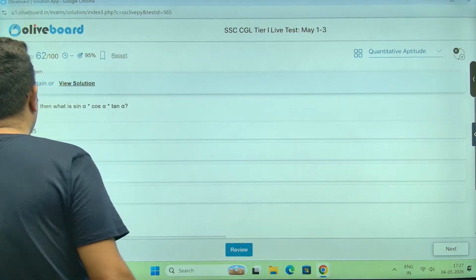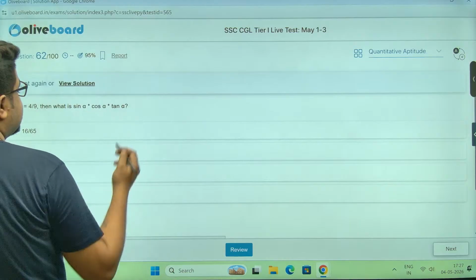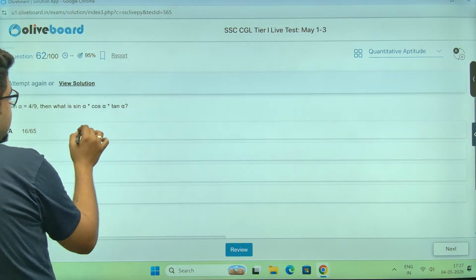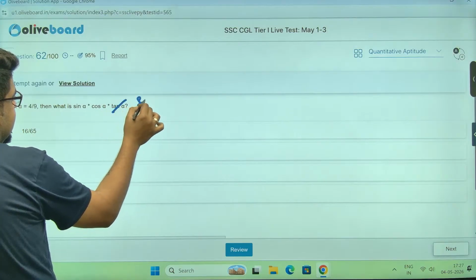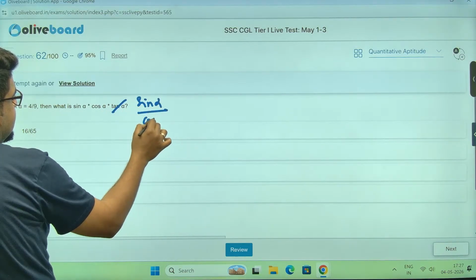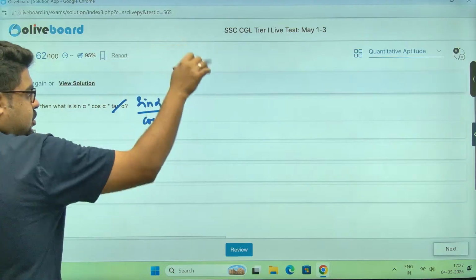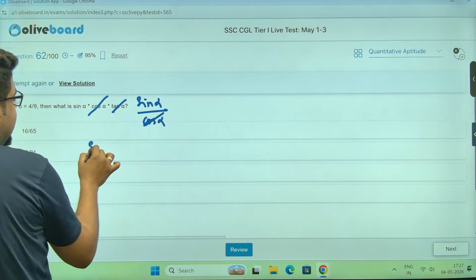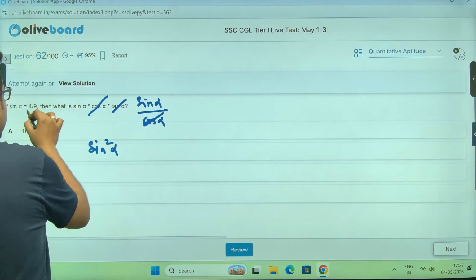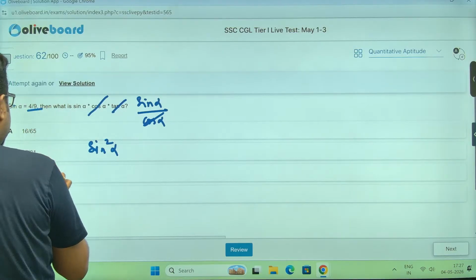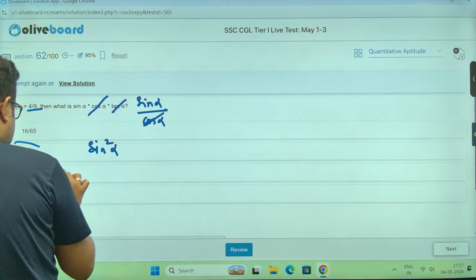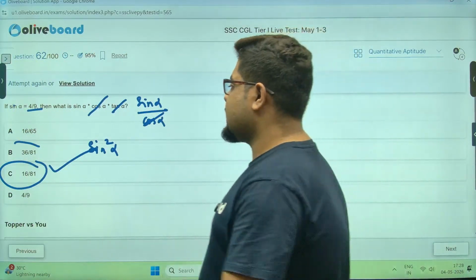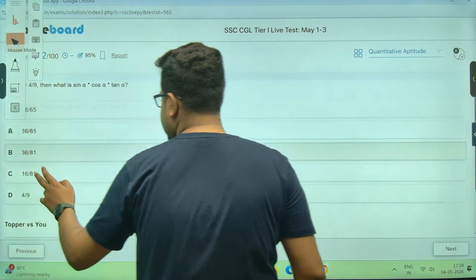Sir, they are asking sine alpha given. They are asking this. Okay, sir. Sine alpha, cos alpha. Again, don't put it. Sine alpha, and this is sine alpha by cos alpha. Again, many will draw a triangle and stuff. Don't. It will eat your time. This is nothing but sine square alpha. So 4, 9. So this will be 16 over 9 nines are 81. Option C, sir. Again, it is a 10 seconder.